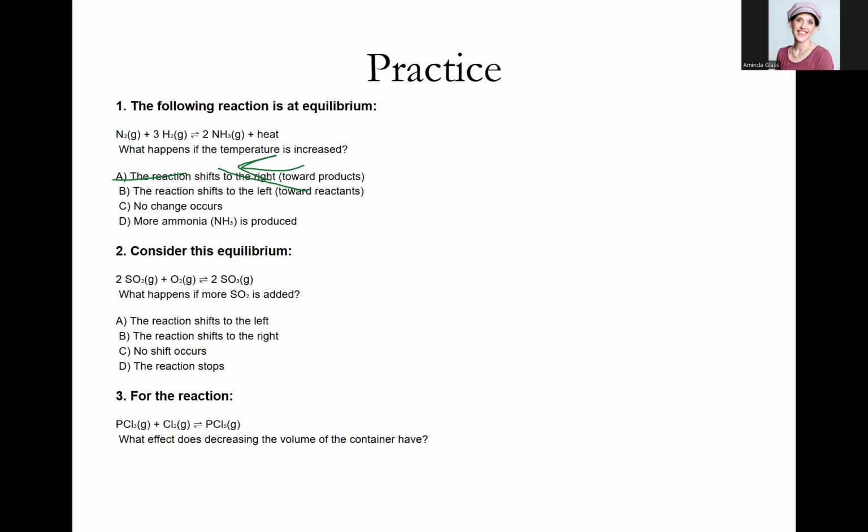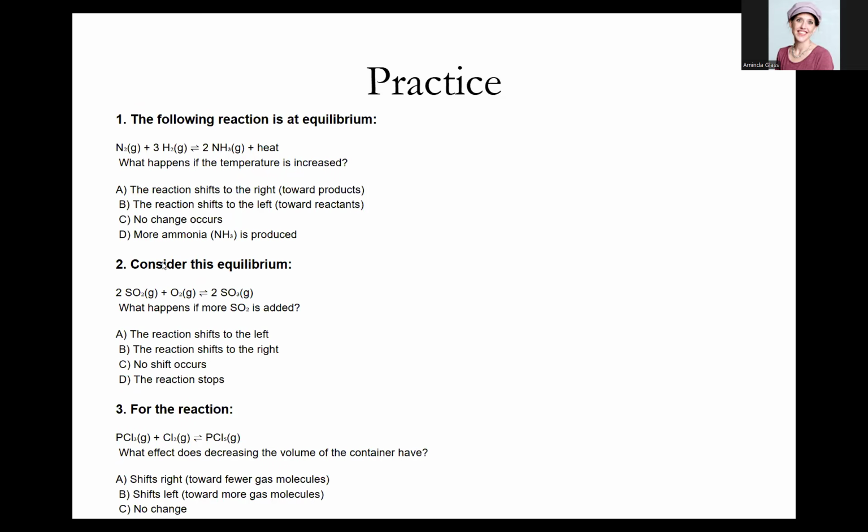I want you to try 2 and 3 on your own. And then join us to see how you did on them, to see if you answered them correctly.